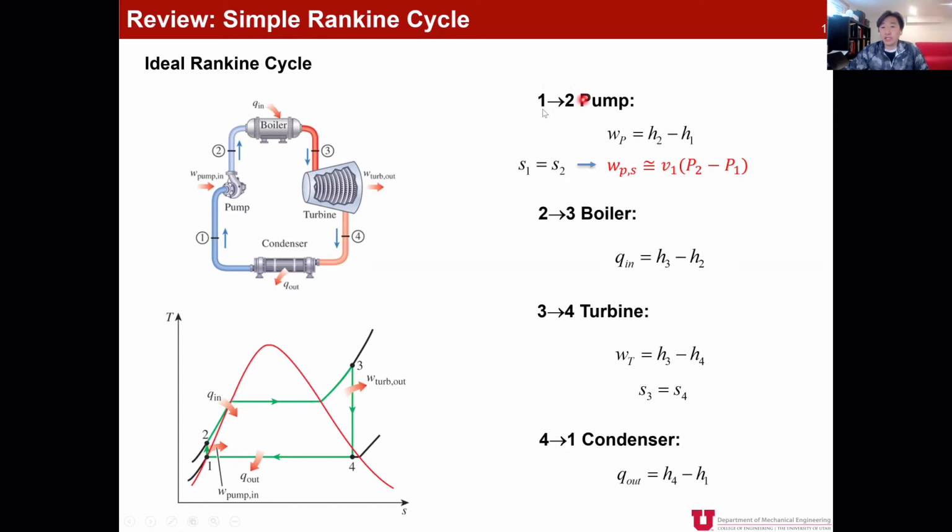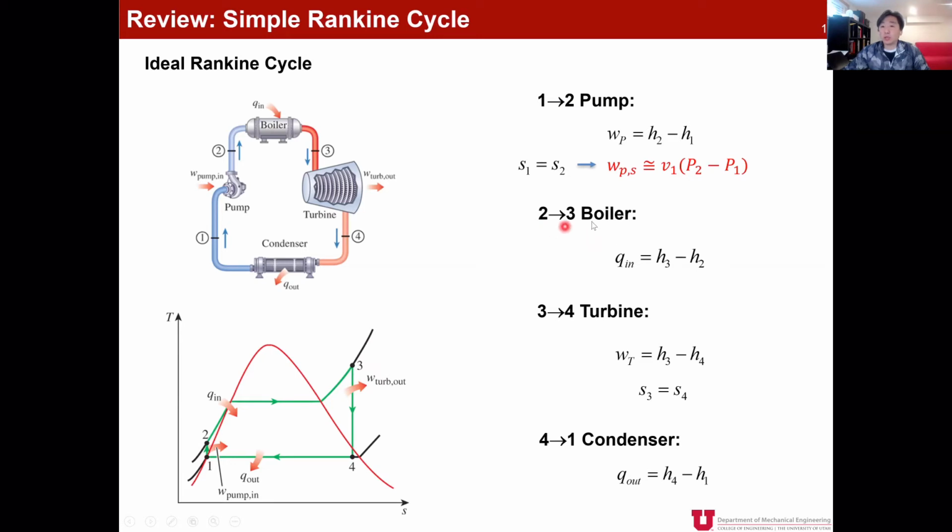For the 1 to 2 process in a pump, we know the pump work can be calculated by h2 minus h1. But when you think about the ideal compression process, which is a reversible process, we can also write the same pump work as v1 times (P2 minus P1). We usually use this to calculate the ideal pump work. Then we can calculate the exiting enthalpy value from the top equation.